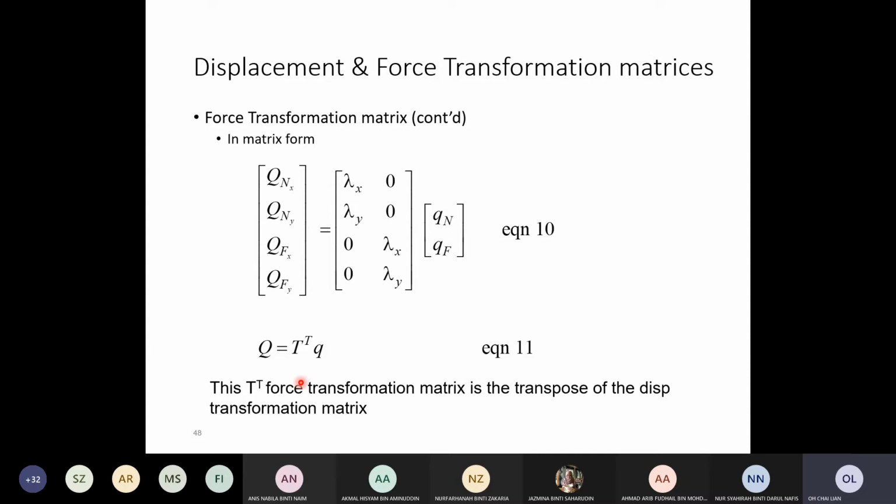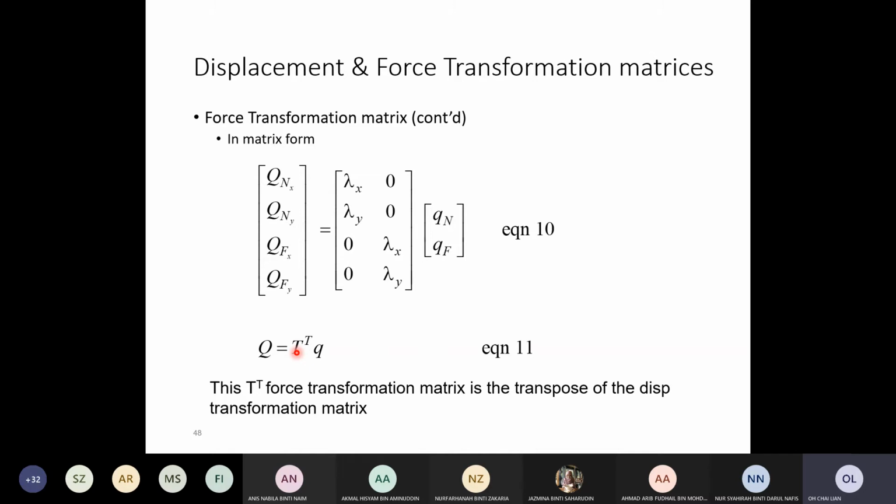When will we use this? When we want to change these global forces into the local forces, we use this transpose T, or force transformation matrix. So now I have introduced you to what T is.